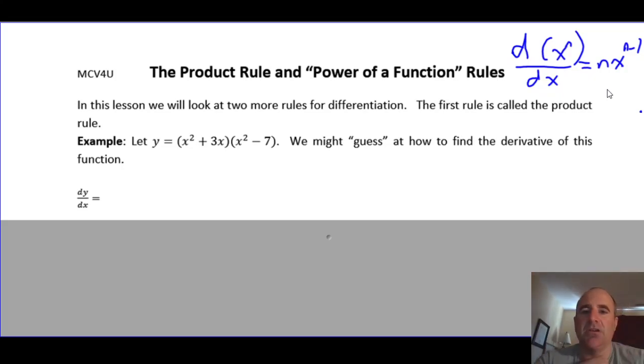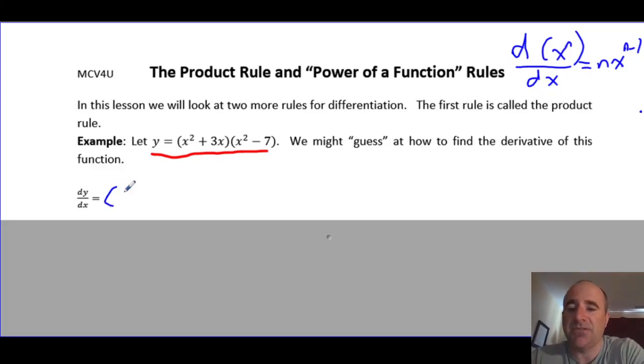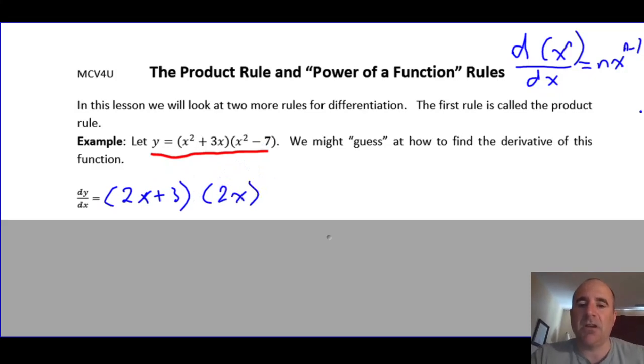Now I've got an example here where we're talking about y equals x squared plus 3x times x squared minus 7. You might guess at the derivative of this function and say, well, I know that x squared plus 3x has a derivative of 2x plus 3, which is a correct statement to make. And I also know that x squared minus 7 has a derivative of 2x. So I'm going to say that the derivative of this function must be 2x plus 3 times 2x, the derivative of the first set of brackets times the derivative of the second. And as it turns out, that is incorrect.